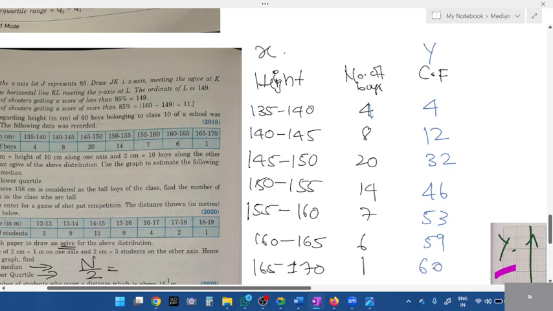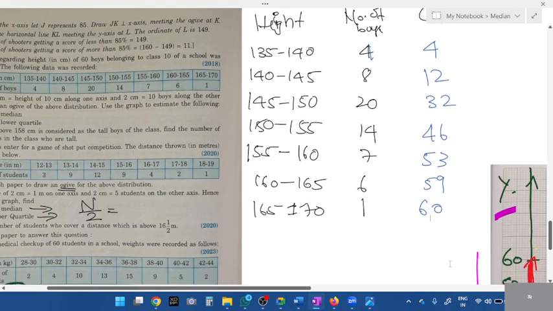And what is the n value here? As soon as you complete, take the n value. Up to here, you will get 1 mark, students. N is equal to 60. 1 mark. Second, draw the graph.